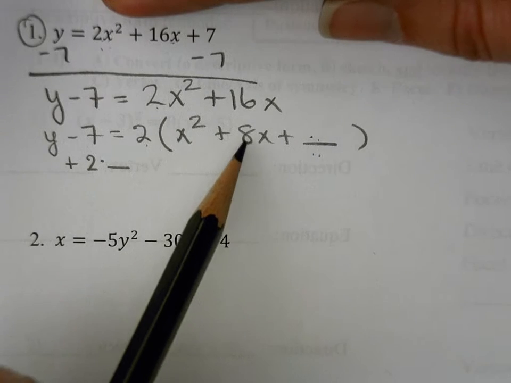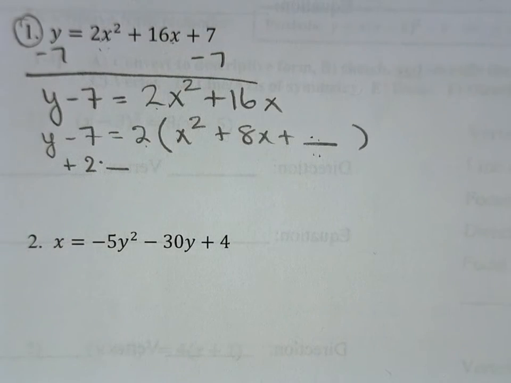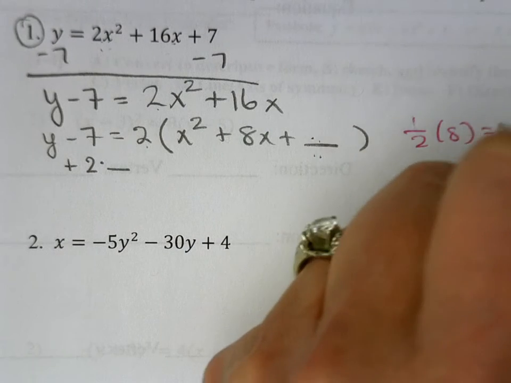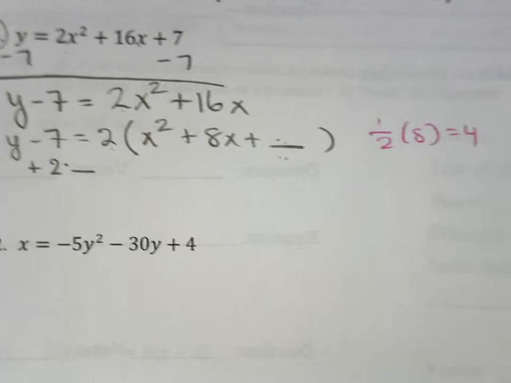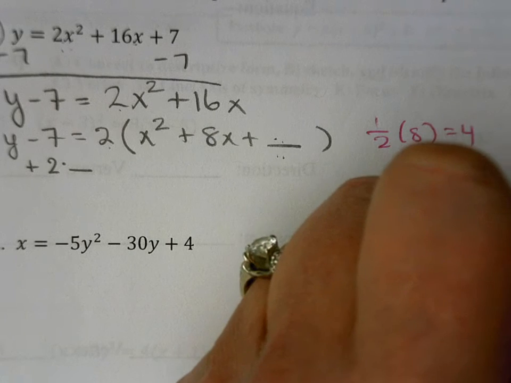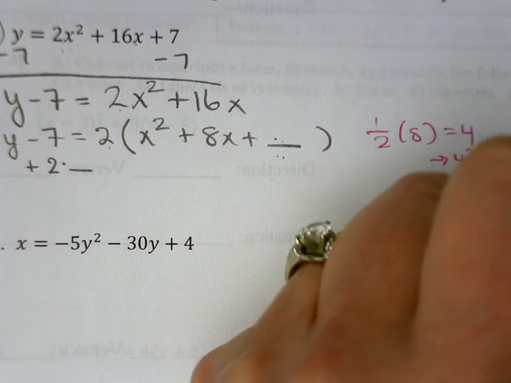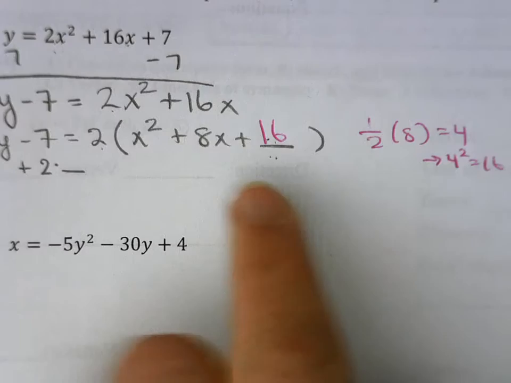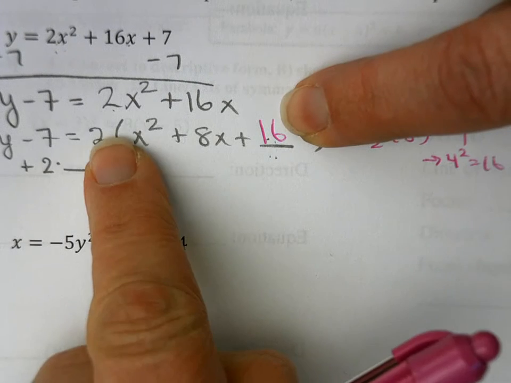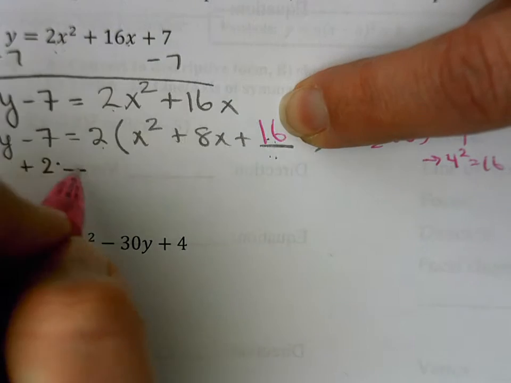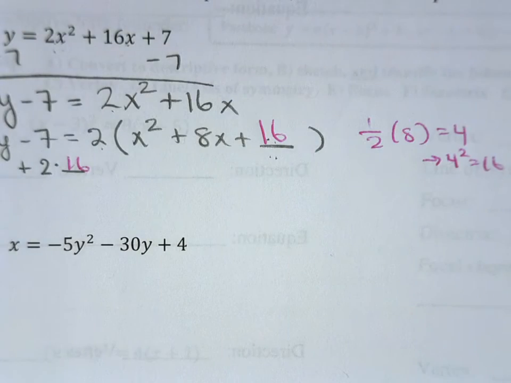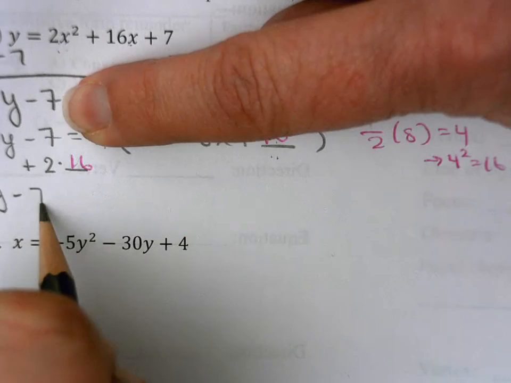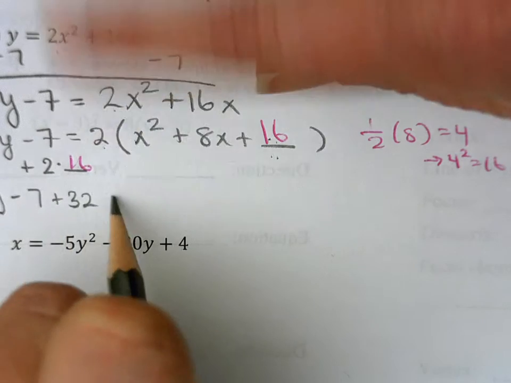So to find this middle term, I take half of 8, which is 4. And then I square it, so I multiply it by itself. So 4 times 4, or 4 squared, is 16. So I want to add 16 to this side right here to make a perfect square. But again, it's being multiplied by 2, so this is going to be 2 times 16. Okay, so then I have y minus 7, and I'm going to add 32.